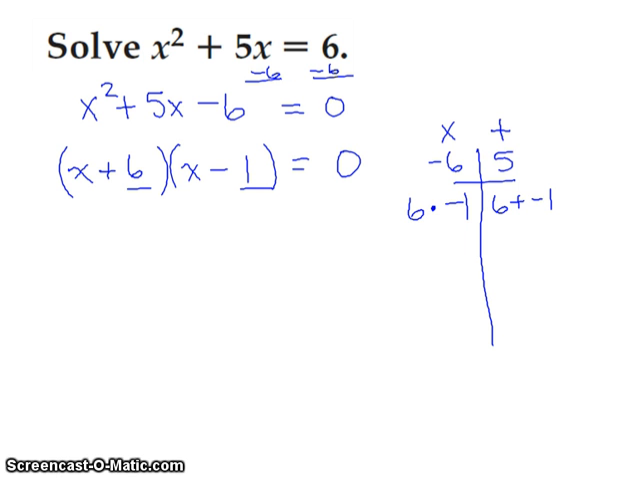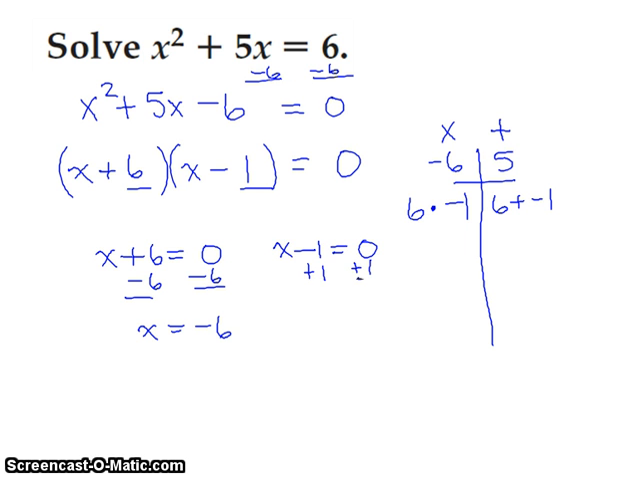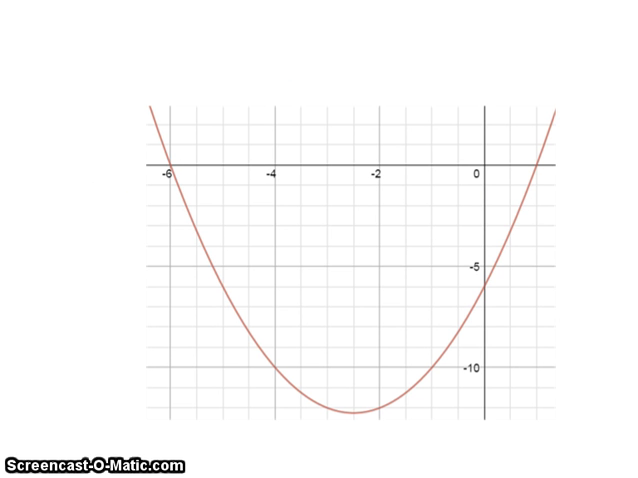Okay, so if you want to check it, you can use distribution or FOIL, multiply this out, and you should get this trinomial here. So let's use our zero product property. We have x is equal to negative 6 and x is equal to 1. Okay, so let's look at our solution. We have x is equal to negative 6 and x is equal to 1.